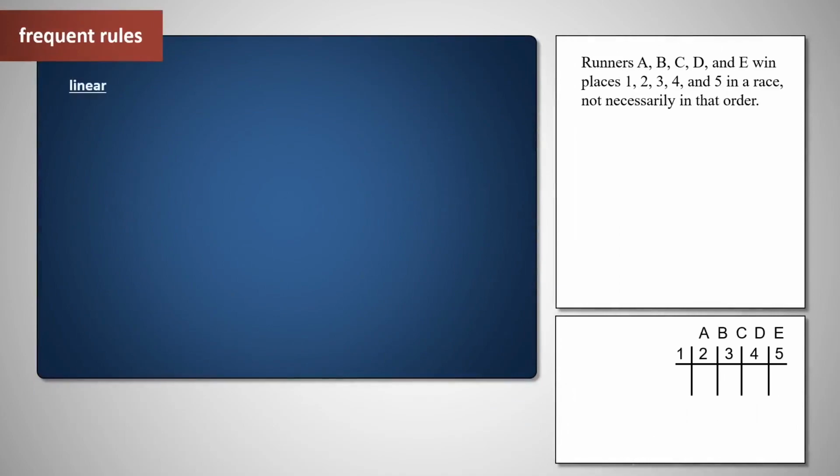So there's going to be some frequent rules. Let's look at the linear game. We've got our game up here. It says runners are A, B, C, D, and E. Win places 1, 2, 3, 4, 5 in a race, not necessarily in that order. So this is a basic sequential game.